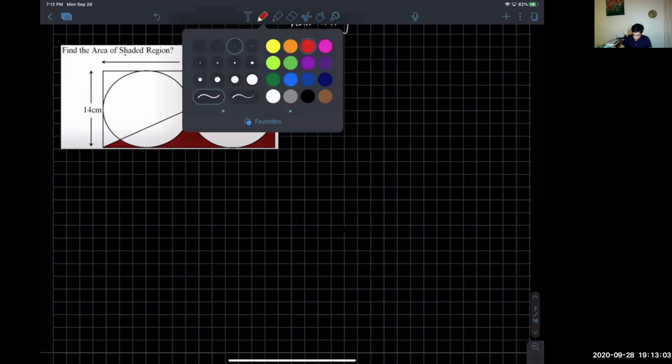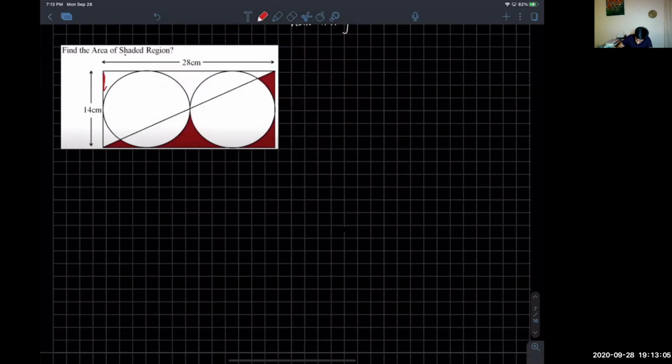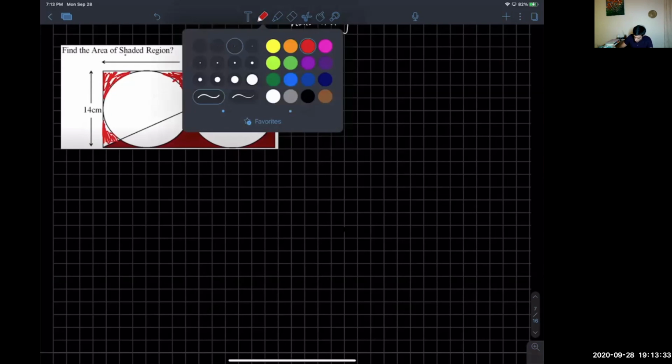Okay, and if you want a hint, here's a hint. What if I told you to first find this area? What if this was the question? Then can you get the answer? Okay, so let's break this down.